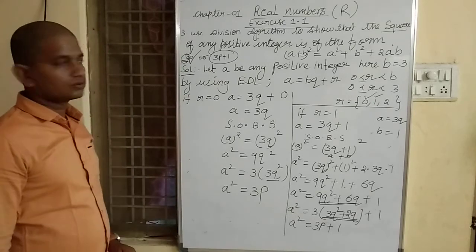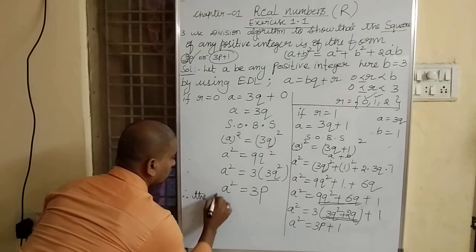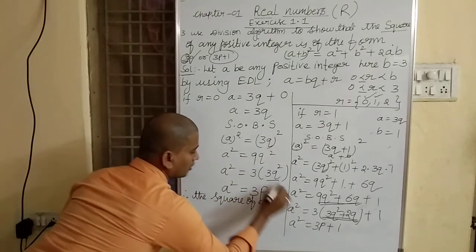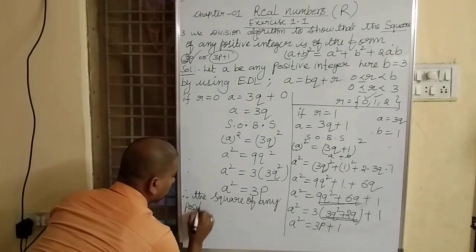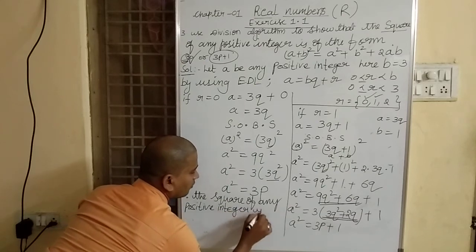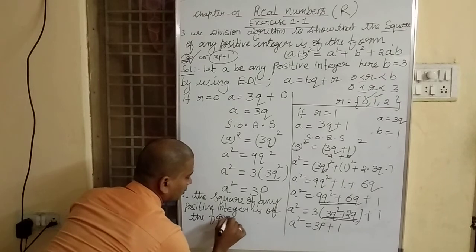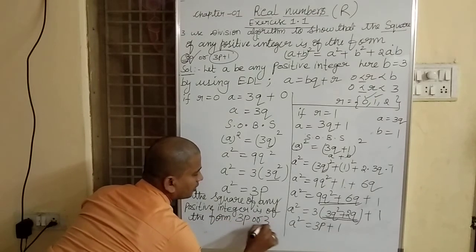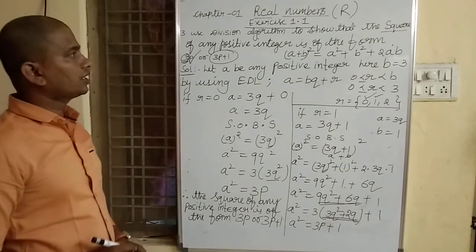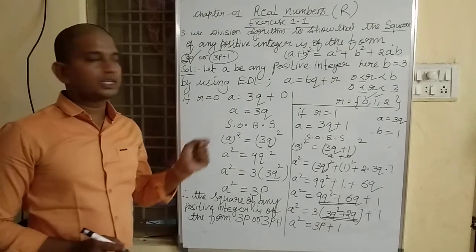So therefore the square of any positive integer is of the form 3p or 3p plus 1. Right? I hope you understood this sum, which carries 4 marks, and also it is an important question.